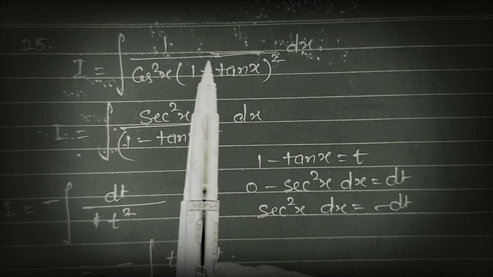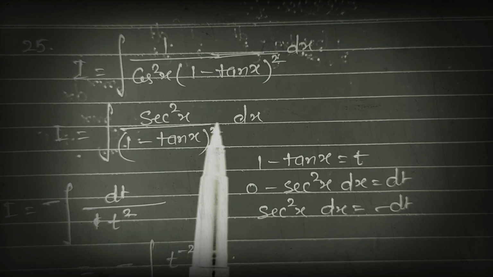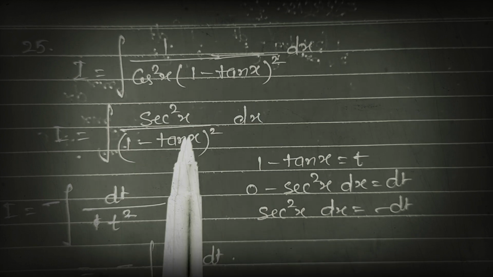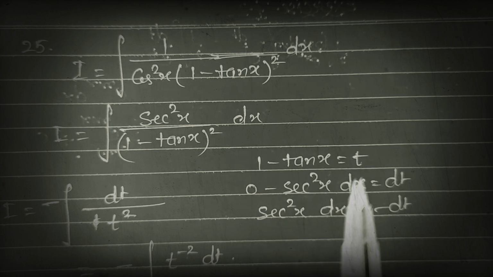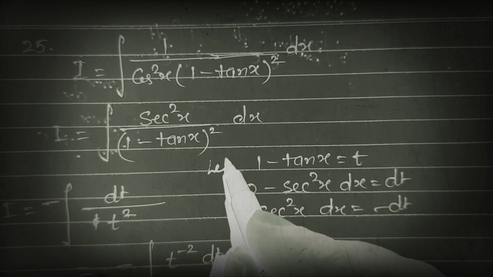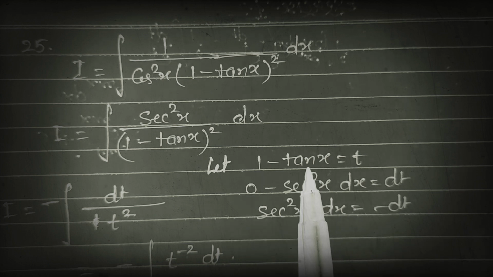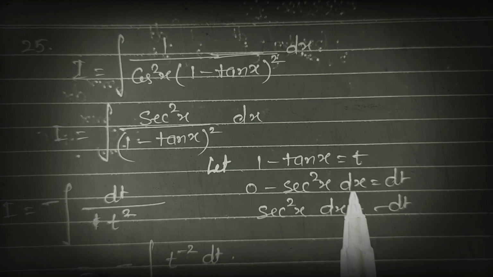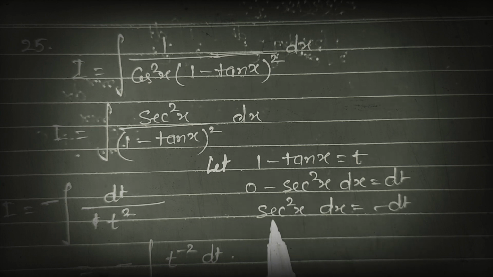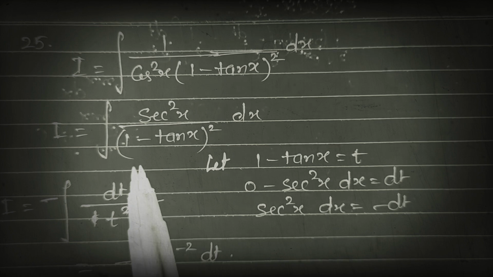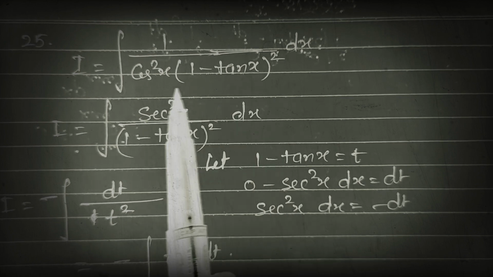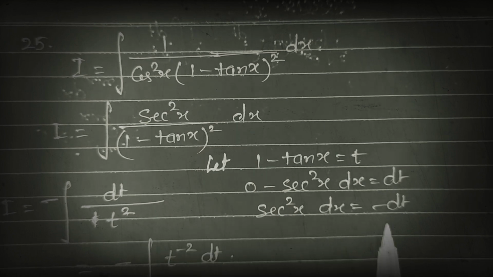Now if we let this as t, this is the derivative of this. So if we take 1 minus tangent x as t, 1 derivative is 0. Tangent x derivative is secant square x dx and t derivative is dt. Now minus we will take on the right hand side because we have secant square x dx. So secant square x dx is minus dt.